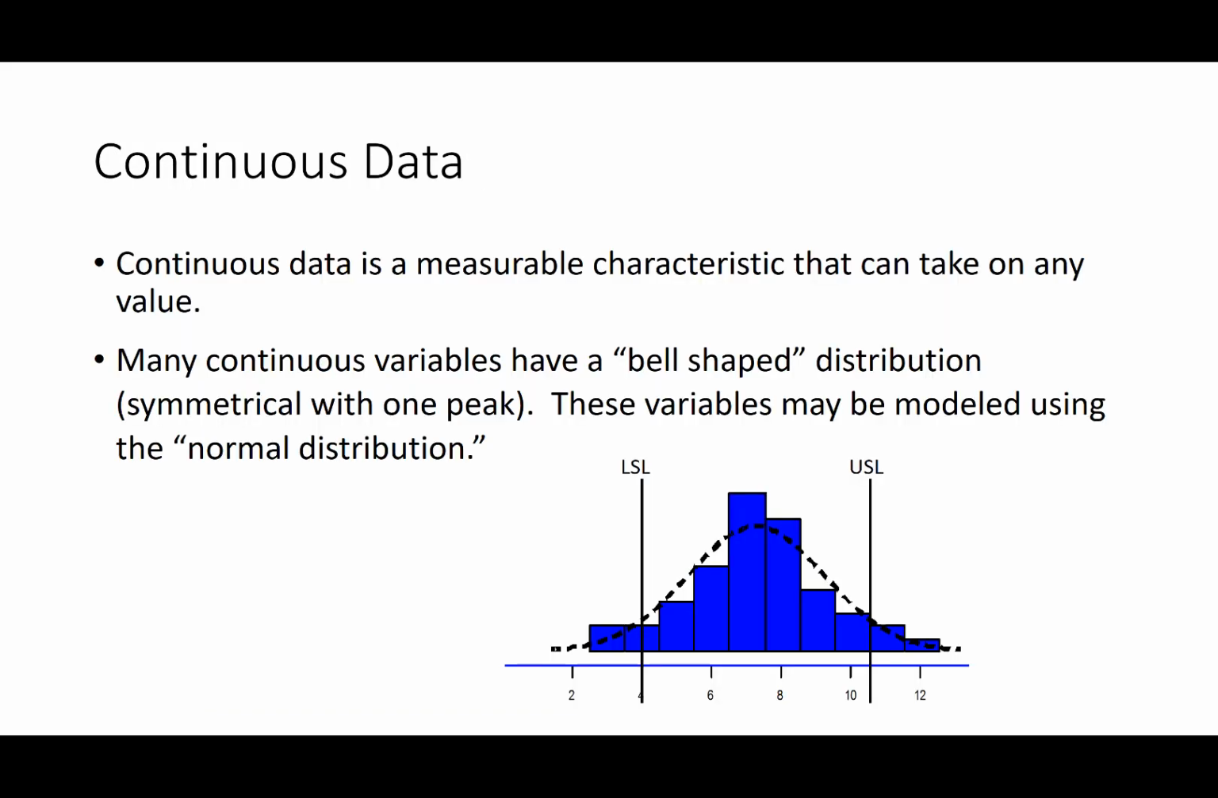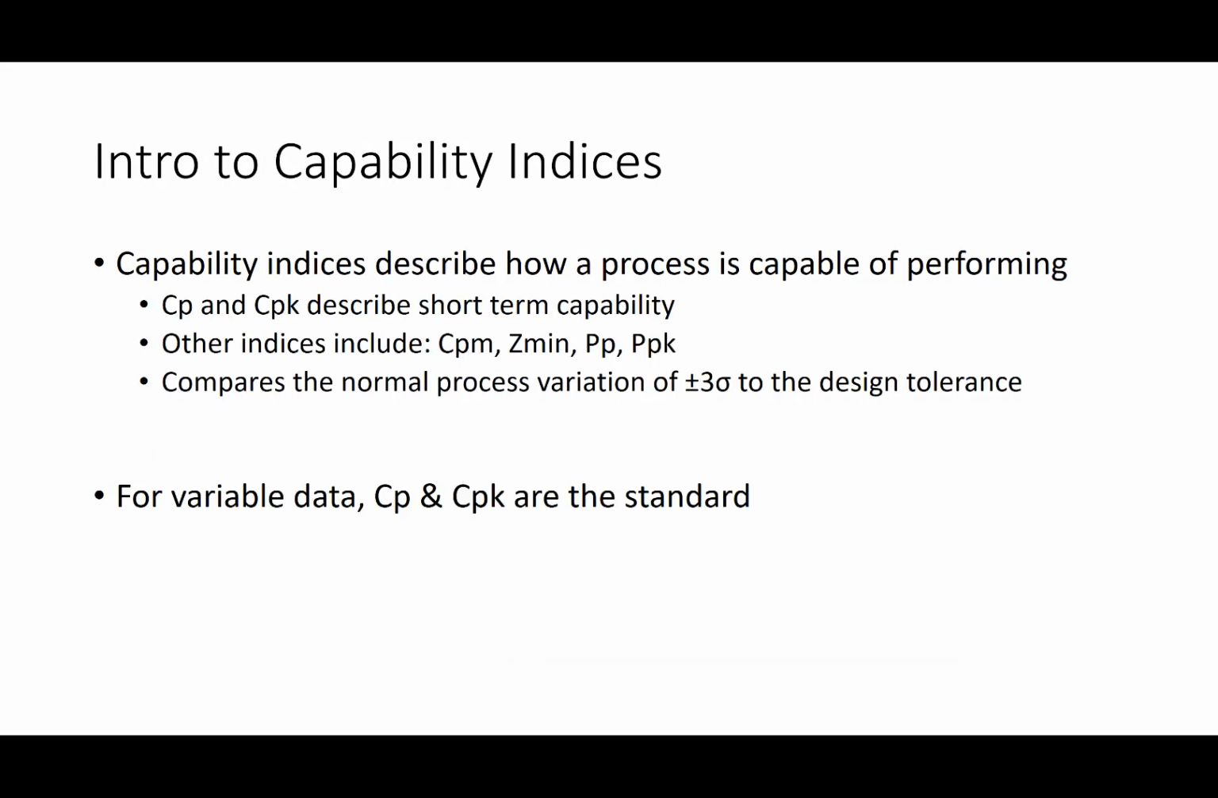So first, you have to look at your data. Is it continuous or variable data? A reminder from statistics: continuous data is a measurable characteristic that could take on any value, and a continuous variable should have a bell-shaped distribution following the normal bell curve. The capability indices, CP and CPK, rely on a normal distribution and rely on having continuous data.